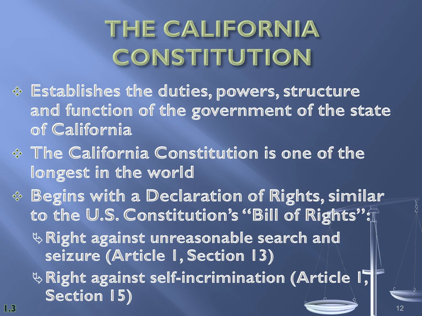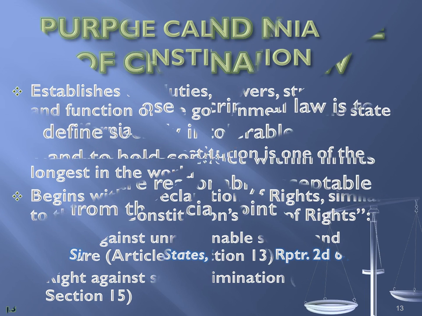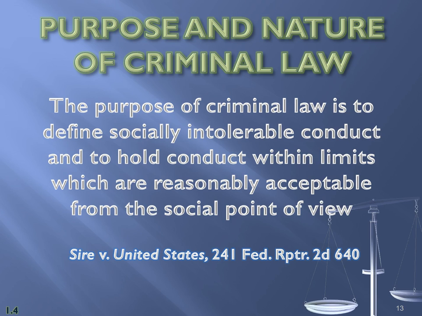So now let's switch gears a little bit, and let's look at the California Constitution and what it stands for. The California Constitution establishes the duties, powers, structure, and function of the government of the state of California. It is one of the longest in the world. It begins with a Declaration of Rights similar to the U.S. Constitution's Bill of Rights, and it talks about the right against unreasonable search and seizure, the right against self-incrimination, and so forth.